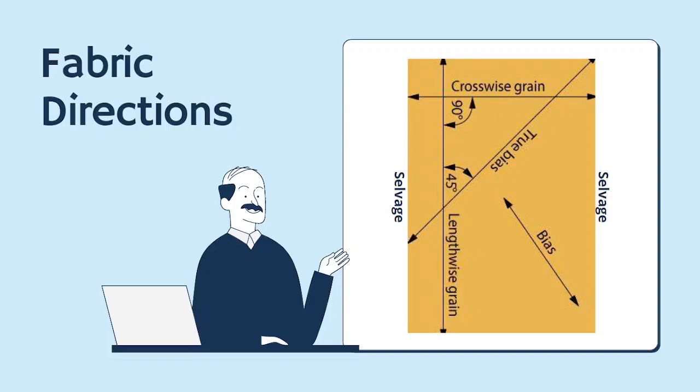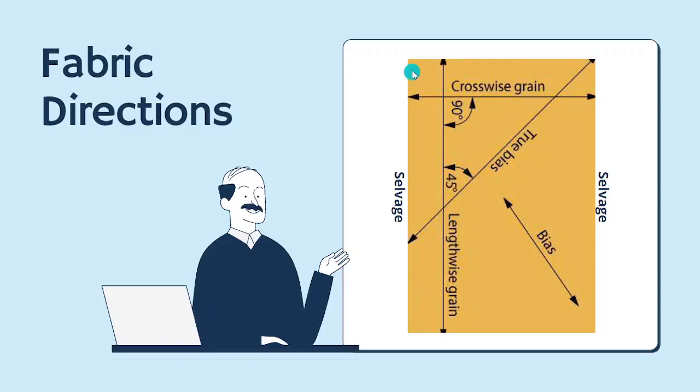Since the threads which are in the lengthwise direction are stretched and placed on the loom, stronger threads are used in this direction. And for this reason, the lengthwise direction of the fabric is stronger than any other direction. On a woven fabric, you can easily make out the lengthwise direction.